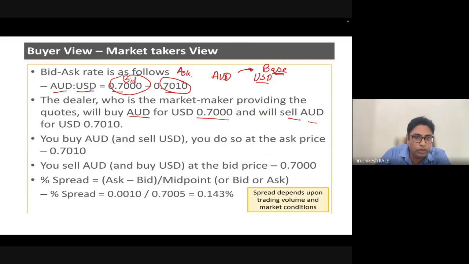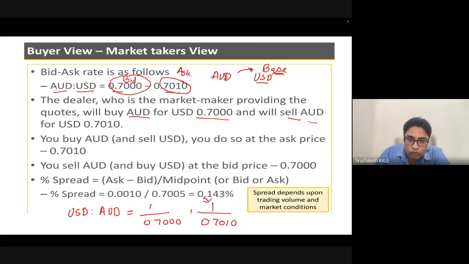Now, you can change this. You can make USD your base and AUD your price, so you can make another pair from this. Let's say USD to AUD. Then you will have to do 1 upon 0.7000 and 1 upon 0.7010. Now, this value will be lower and this value will be higher. So this will be your new bid and this will be your new ask. So you can write the same pair by changing the price and base currency.